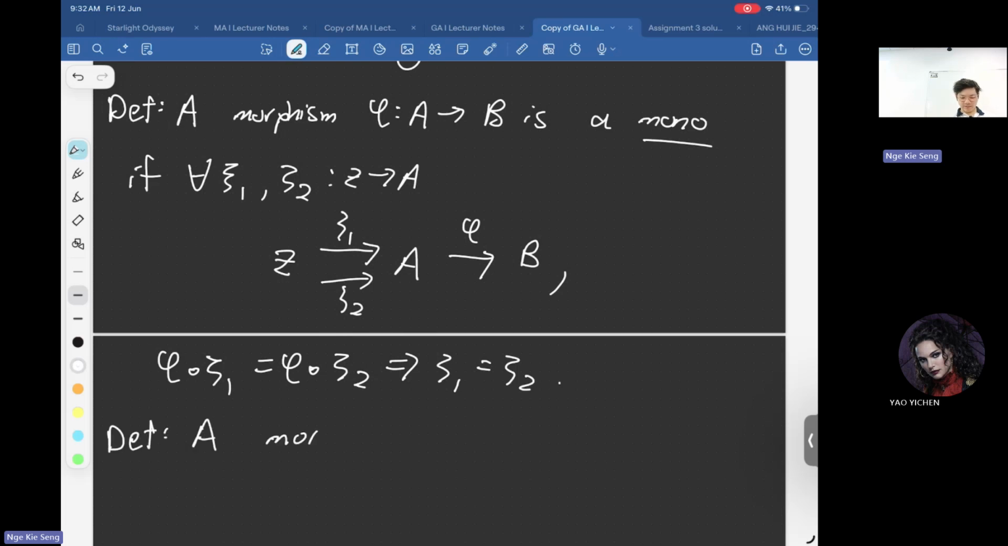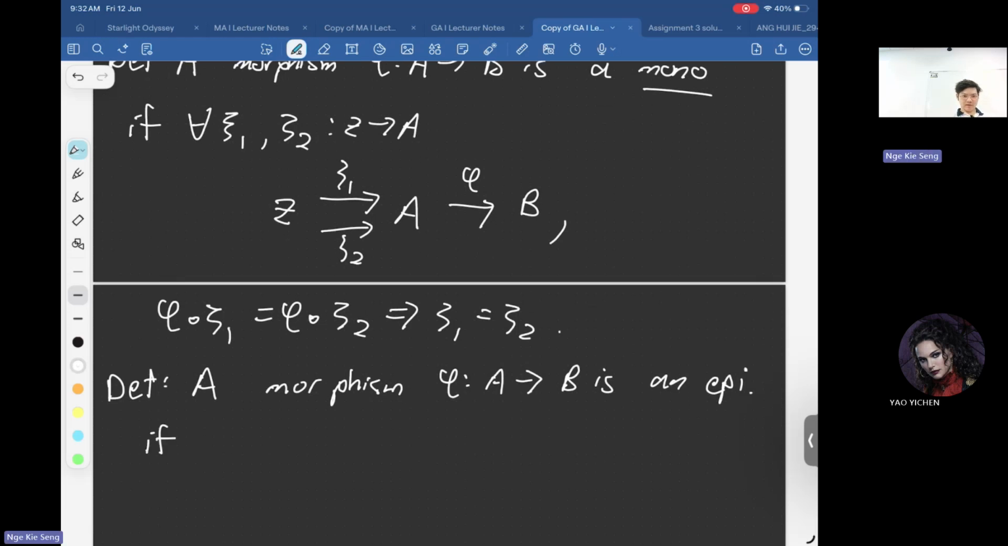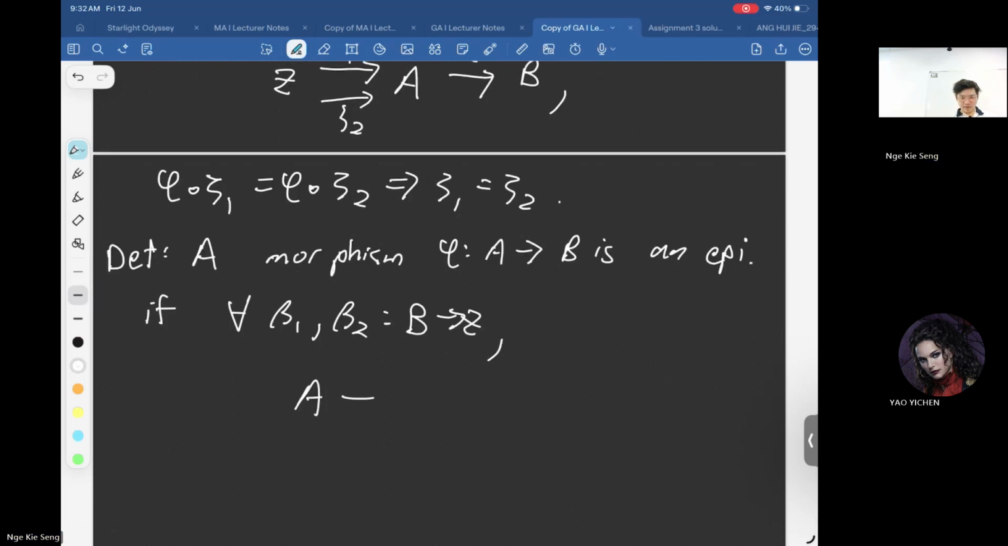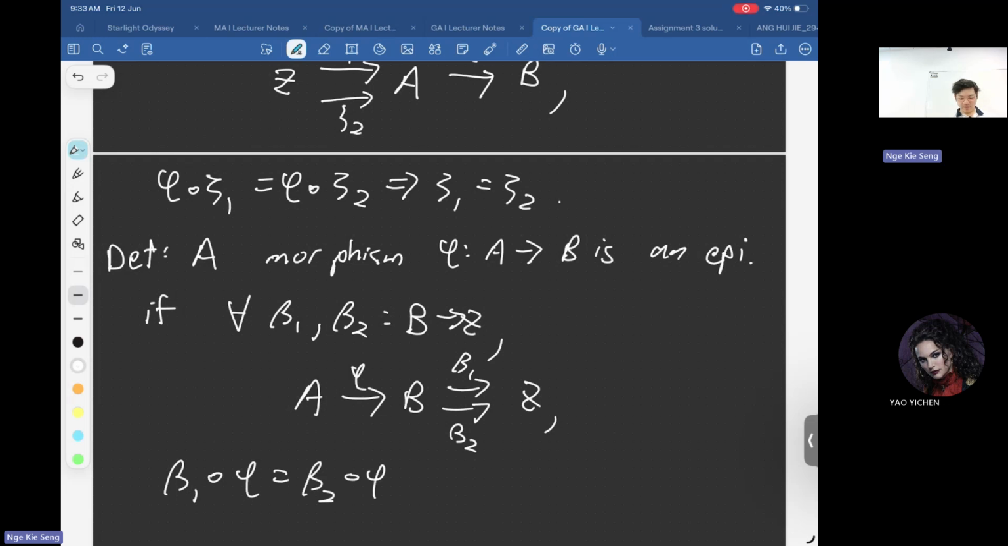Similarly, a morphism phi from A to B is an epimorphism if for all parallel maps, let's say beta 1, beta 2 from B to Z, beta 1 composed with phi equals beta 2 composed with phi implies that beta 1 equals beta 2.